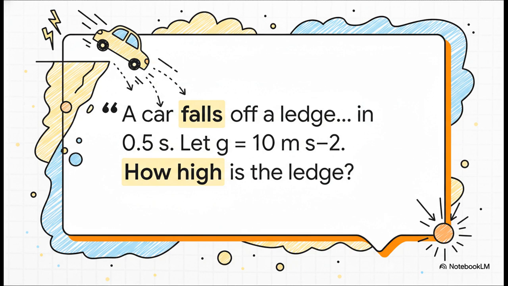To keep it simple, we'll use g as 10. We need to find two things. First, what is its speed just as it hits the ground? And second, how high was the ledge it fell from?